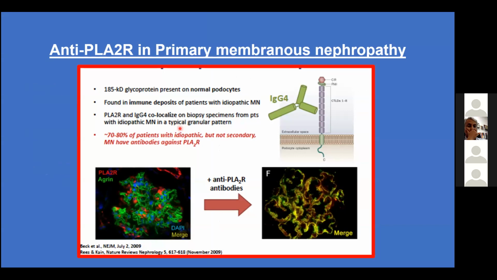Okay, so this is telling us that the antibody is formed against the PLA2R antigen. So this antigen is responsible for eliciting the antibody formation in a patient. So 70 to 80% of the patients with idiopathic membranous nephropathy have antibody against PLA2R, but not secondary membranous nephropathy. Okay. So this is the first antigen discovered in primary membranous nephropathy.